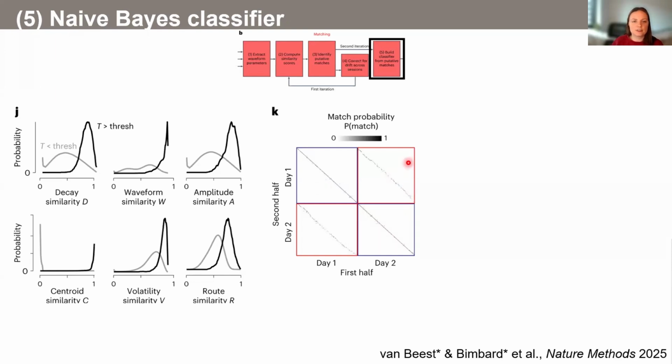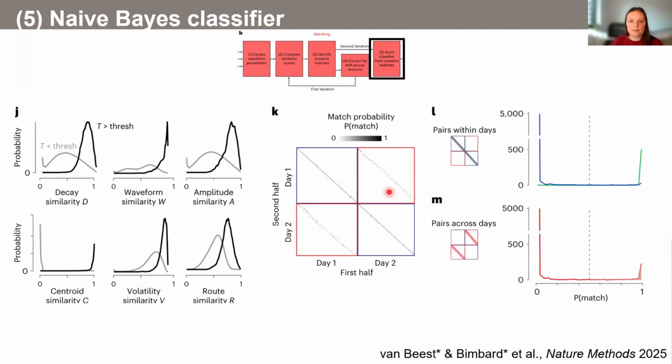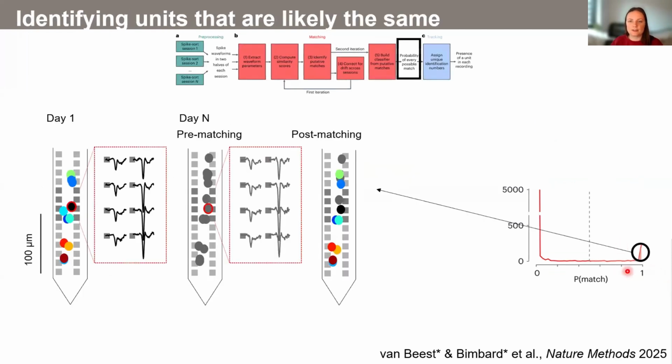And we can find the neurons in another day, so across days, also with high probabilities. So now plotting the same data, but as a function of probability, we indeed find the same neurons with high probabilities, neighbors with low probabilities, and across days, a mix of the two. And now these are the ones that we're actually interested in. So now we can say, okay, neurons with very high probabilities are more likely to be the same neuron, so we can assign them the same identity across 2 days of recordings.